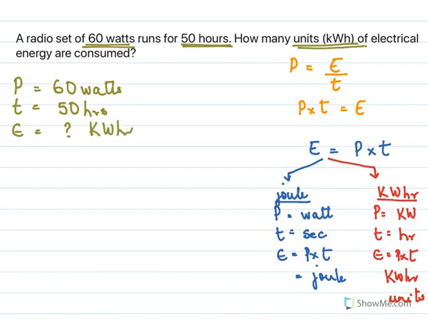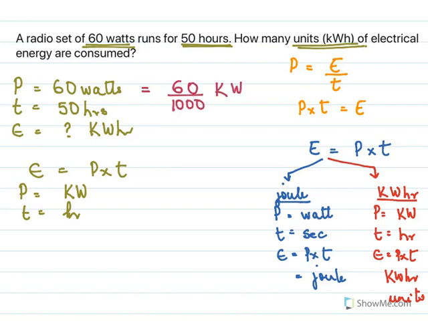So which means we know the formula of energy is power into time, but we want it in kilowatt hour. So the power has to be in kilowatt and the time has to be in hours. So the power is given to us as 60 watts. To make kilowatt, you will do 60 over 1000 kilowatt. And the time is in hours, so there's no problem about the time. So we have energy is power into time. Power 60 over 1000 and time is 50.